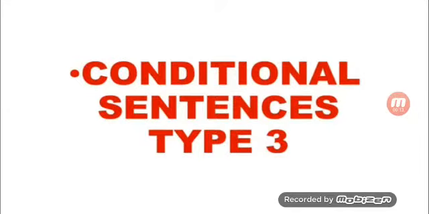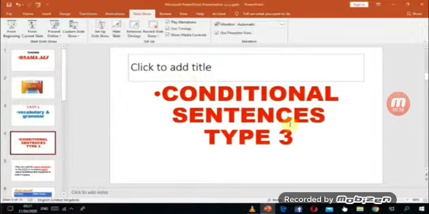We are going to study conditional sentences type 3, and this is when we use if with two actions, one in the past and the other is the result of this conditional sentence. Let's see how we can form this conditional sentence.